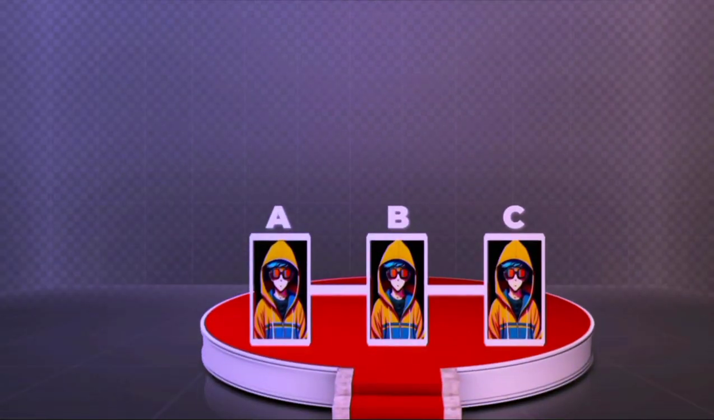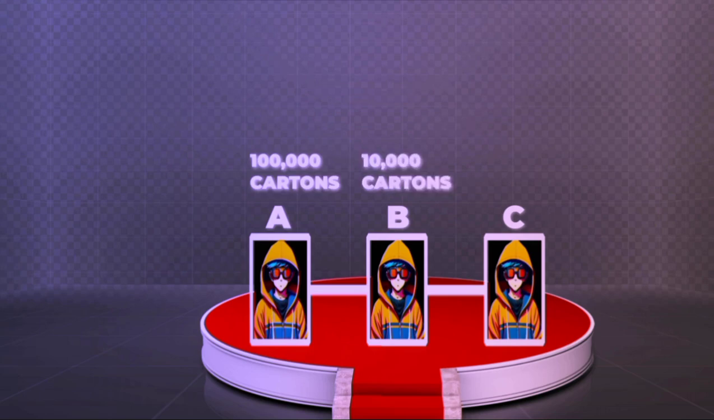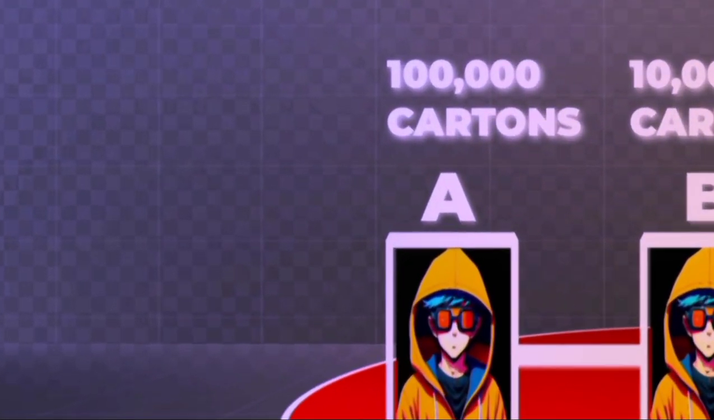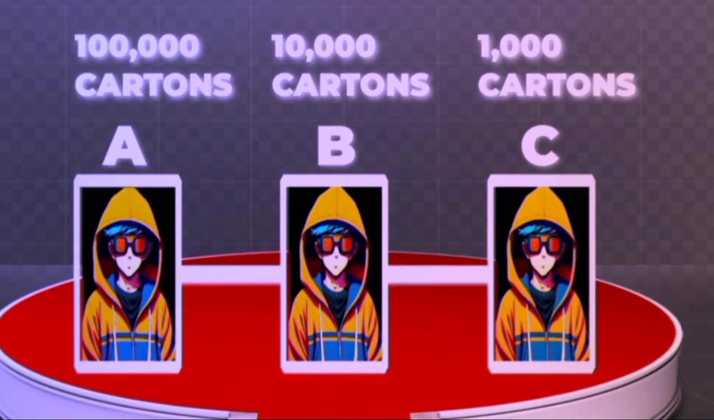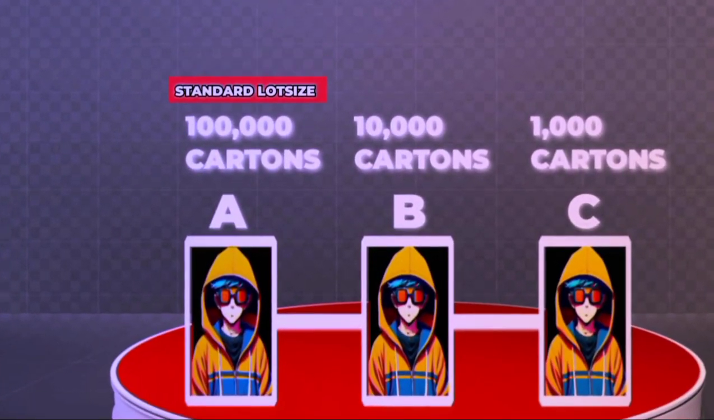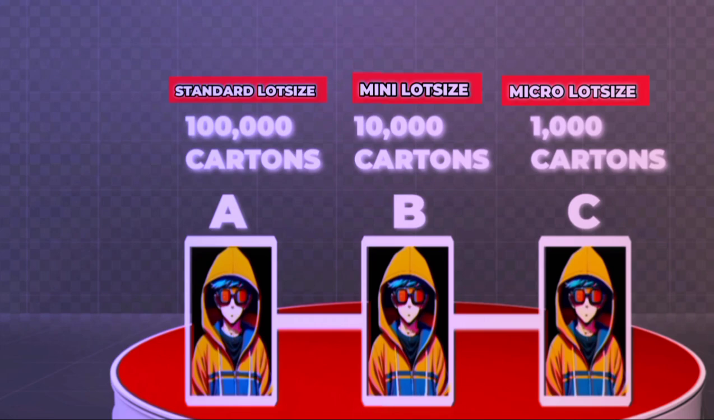Now, assuming trader A buys 100,000 cartons of tiles and trader B buys 10,000 cartons of tiles, while trader C buys just 1,000 cartons of tiles, you will agree with me that trader A would make more money than trader B, who will in turn make more money than trader C. And what determined how many cartons of tiles they bought is the capital they invested in the business. That is a typical illustration of lot size. In the illustration above, trader A bought standard lot size, trader B bought mini lot size, while trader C bought micro lot size.